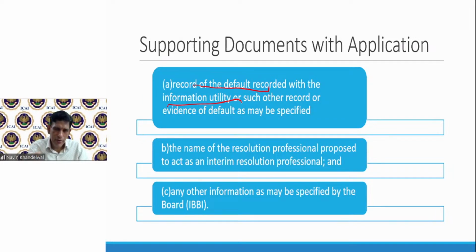So you have to prove there is a debt, there is a default. What do you have to prove? There's a debt, there's a default. If there is a debt, if there is a default, then the case will be admitted, the company will be admitted into insolvency. Then, along with the application, I have to propose the name of the insolvency professional also, who will be appointed as the RP or the IRP of the company.